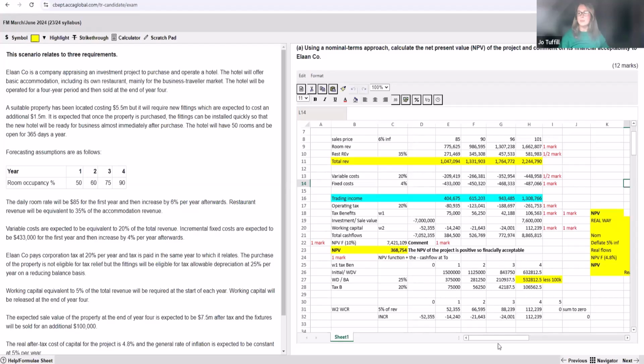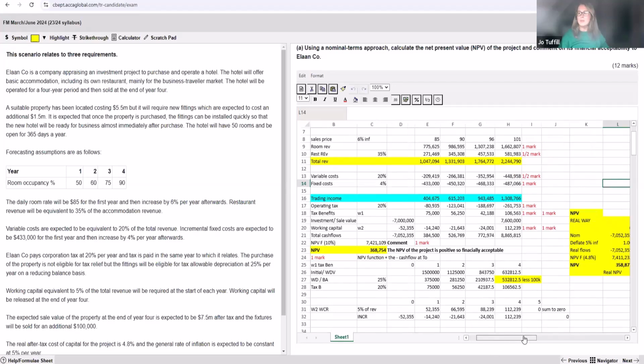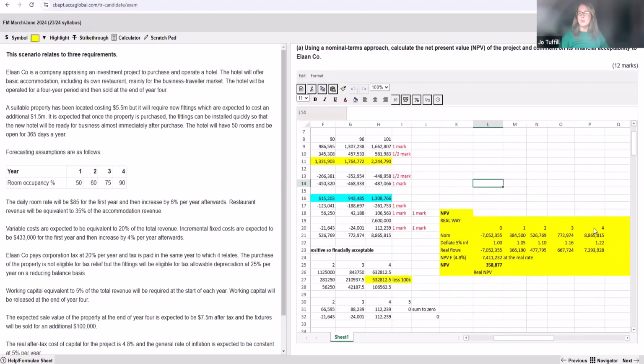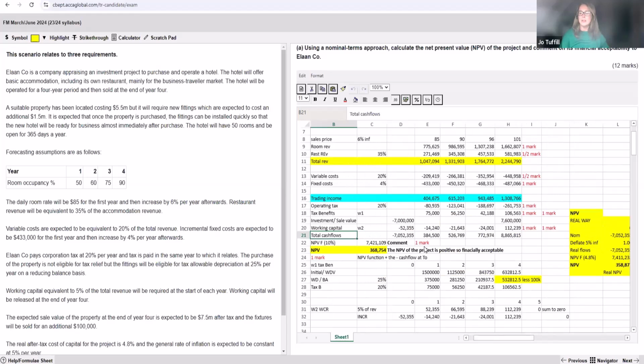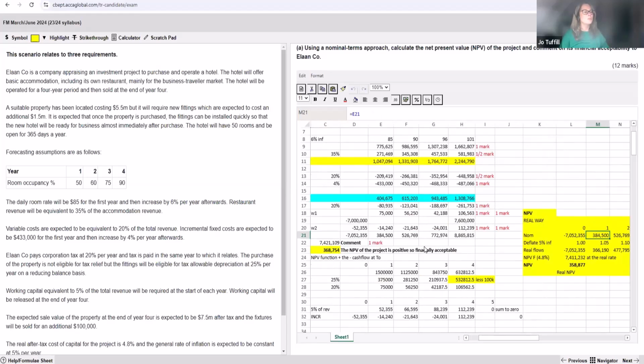All right. In terms of calculating the real way, I've taught you also how to deflate the cash flows to get to the real cash flows. So the basic thing to do in your exam, if you're asked to do that, is you just take the cash flows at the bottom and you deflate them like I've done to get a real NPV out of it, and you'll get full marks. Okay, so I'm going to end it there.